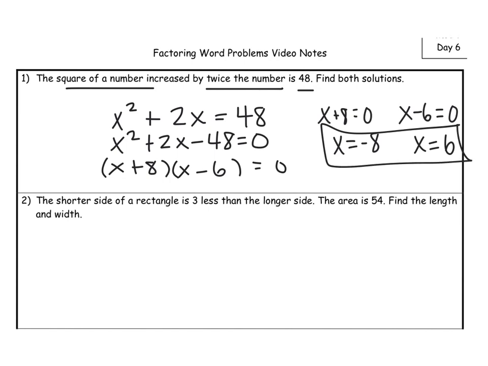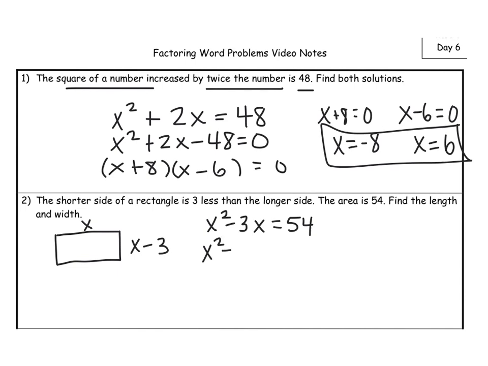In the second question, it says the shorter side of a rectangle is 3 less than the longer side. So if we call the longer side x, the shorter side is 3 less than that, and the area is 54. So if I do length times width, that would give me x squared minus 3x equals 54. And I'm going to set it equal to 0 so that I can factor and solve.